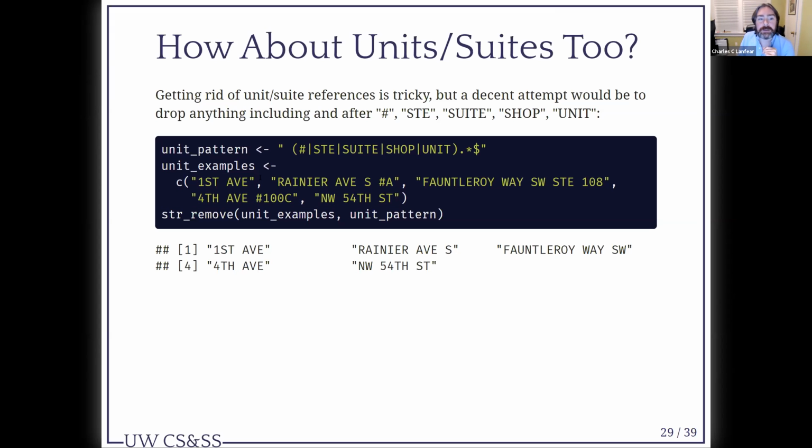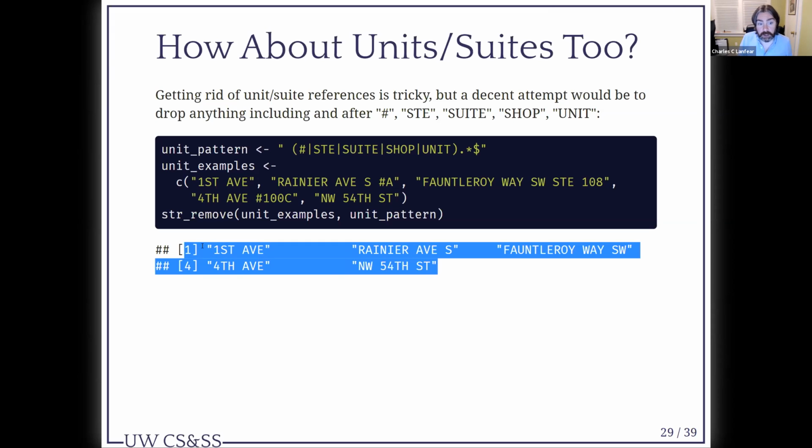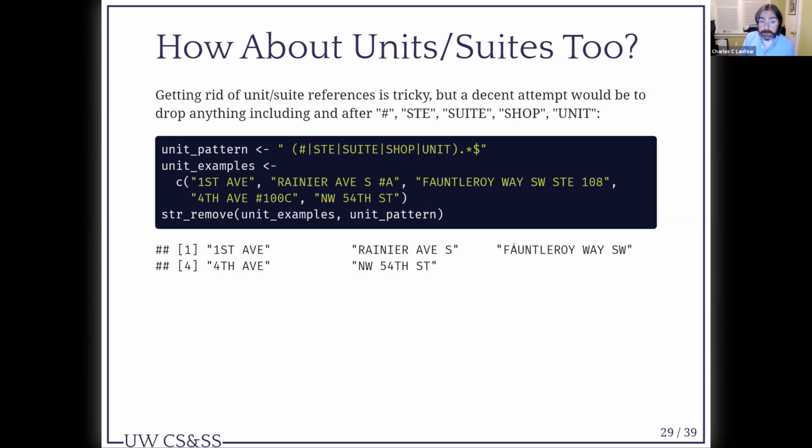I want to be able to match things like leave alone First Avenue, but Rainier Avenue South. This is a thing in Seattle addresses. What is number A? Really? This just, it's, anyway. Font the Right Way, Southwest Suite 108, number 100C, leave this alone, right? This pattern here seems to do a good job. With my test ones, it gets rid of the things I don't want and leaves me with my clean streets. Again, I'm just using string remove for this.